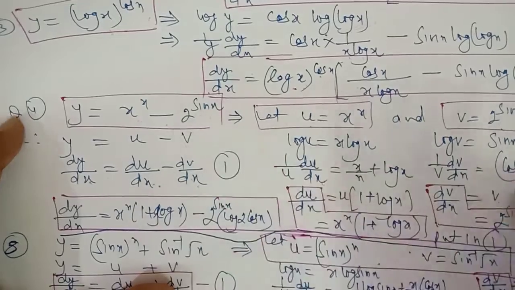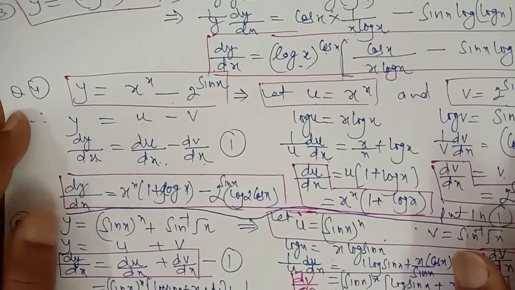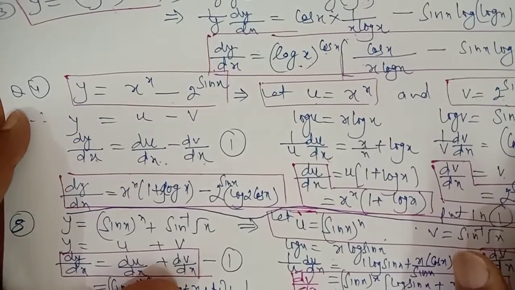By doing so, the remaining questions are also just like the question number 4. Many questions are there, 5 or 6. We'll discuss those questions in the next lecture.